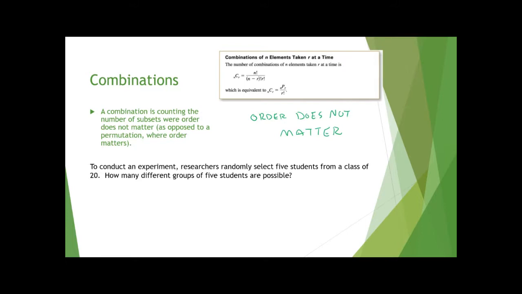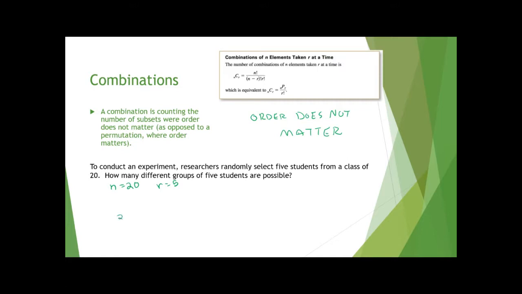So an example here: to conduct an experiment, researchers randomly select 5 students from a class of 20. So the total that we can choose from is 20, but we want 5, so our r is 5. How many different groups of 5 students are possible? If we did a permutation, that would say the order the students are in matters and constitutes a different group. But that's not true in reality. The order that people are picked for a group, you still have the same people in the group. That's why we want a combination, because the order that they are chosen in does not matter.